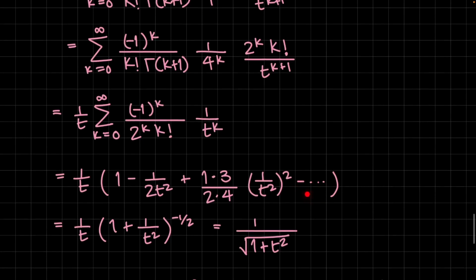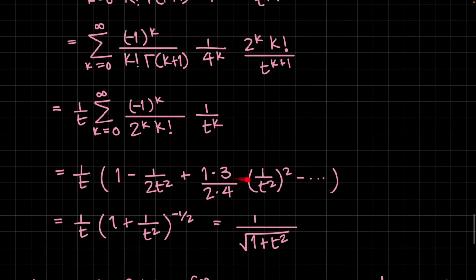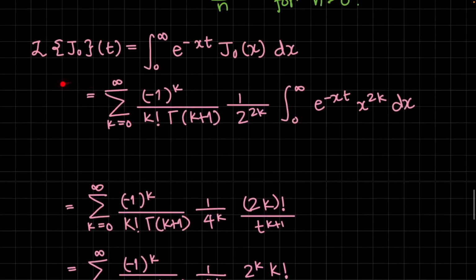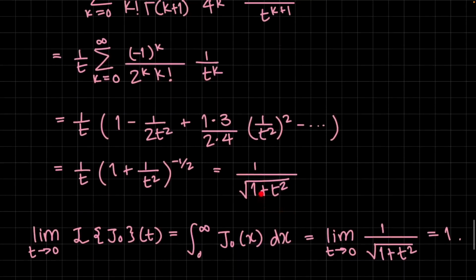But those of you who are well versed in your Taylor series or your power series in general will notice that this is actually the Taylor series for 1 plus 1 over t squared to the minus 1/2 power. So that actually becomes, with the 1 over t, 1 over square root 1 plus t squared. So that's fine. So we've solved for the Laplace transform of J0, the 0th order Bessel function, and we've gotten 1 over the square root of 1 plus t squared.